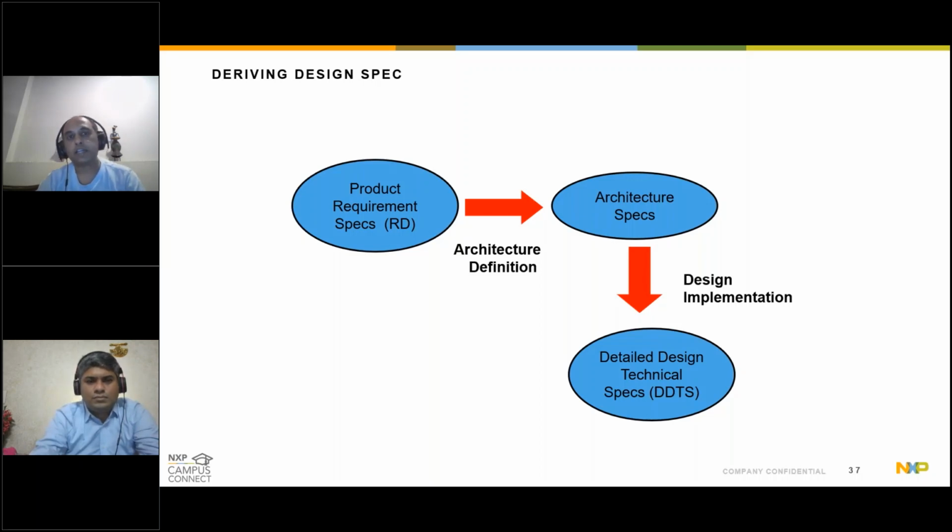Now these architects will understand the product requirement specification, then decide what is the most optimal core to be used in a specific product, what is the most optimal interconnect, I mean how the different cores should talk to each other, and what are the different IP blocks which should be integrated in that overall architecture so that it can meet the product requirements. Once the product architecture specifications are ready, they are translated into the actual detailed design technical specification, right?